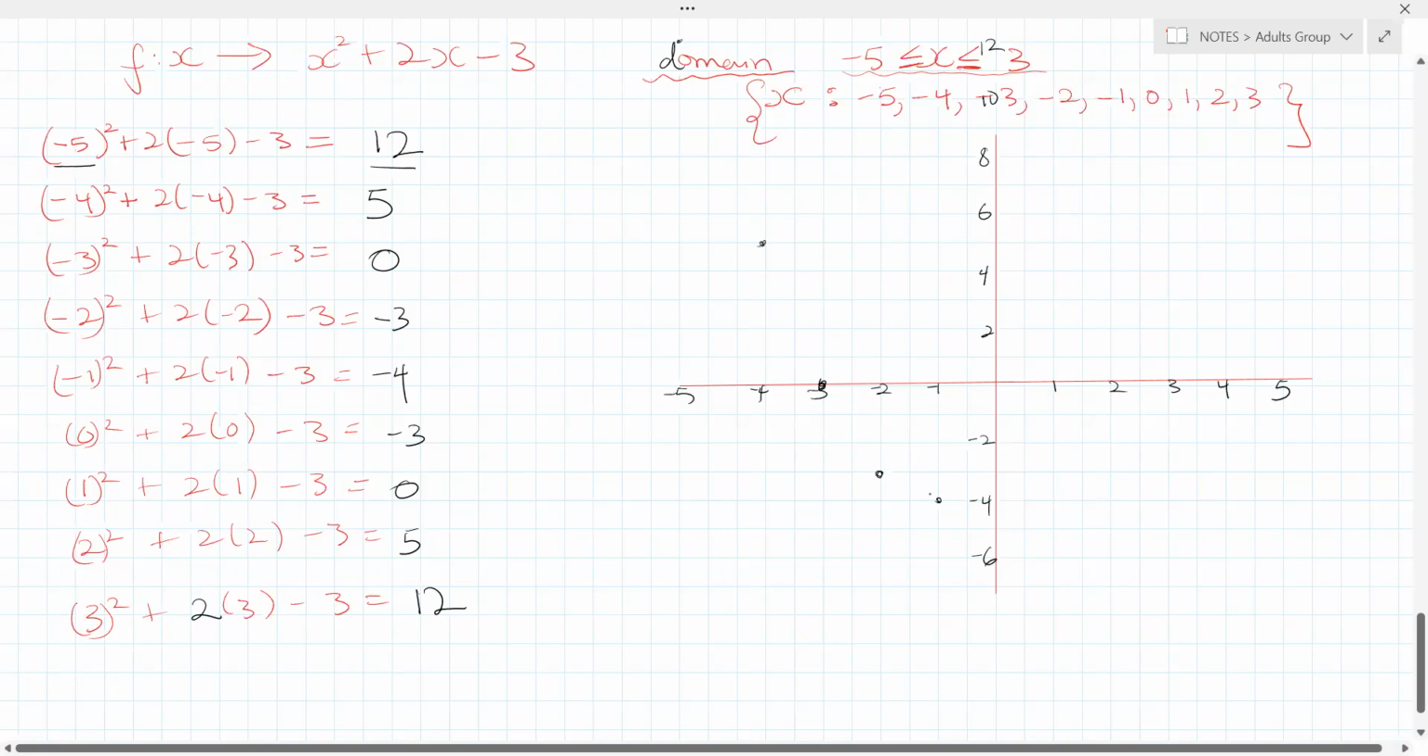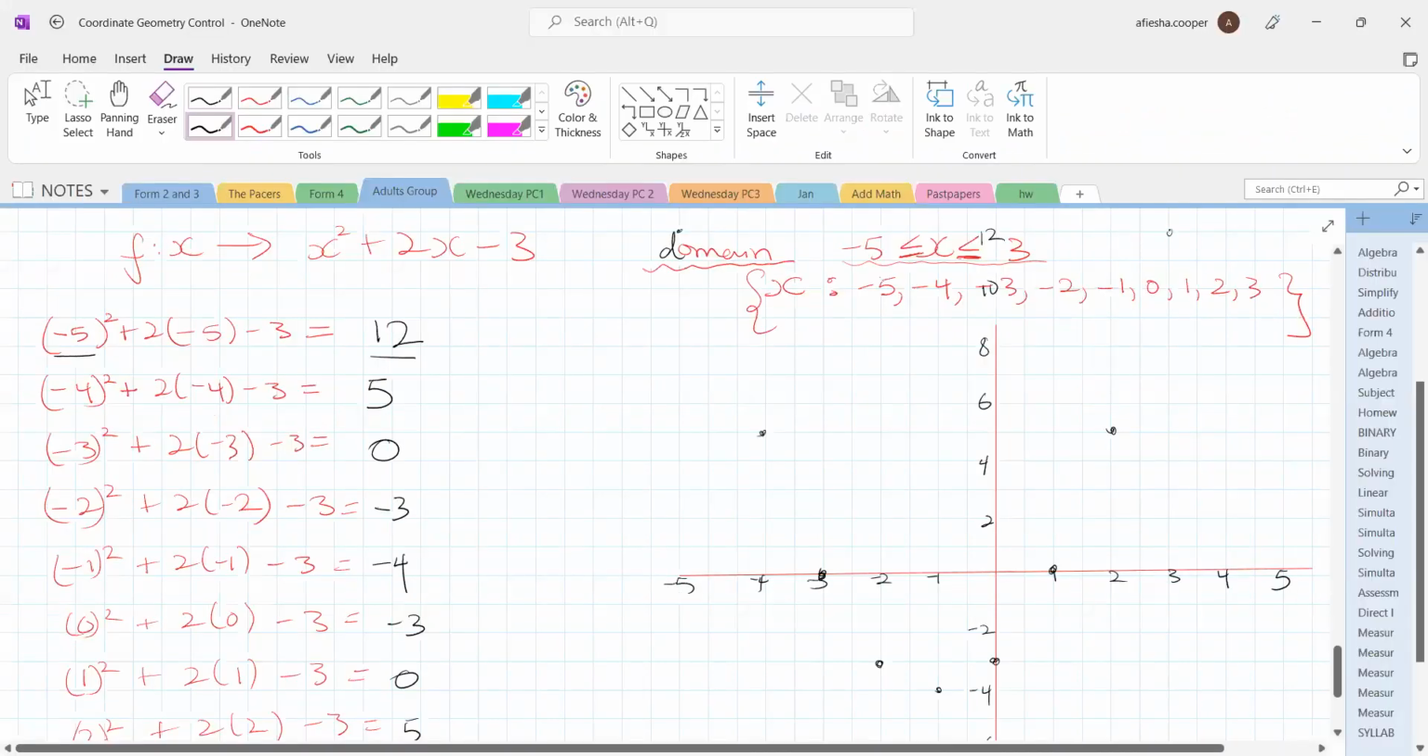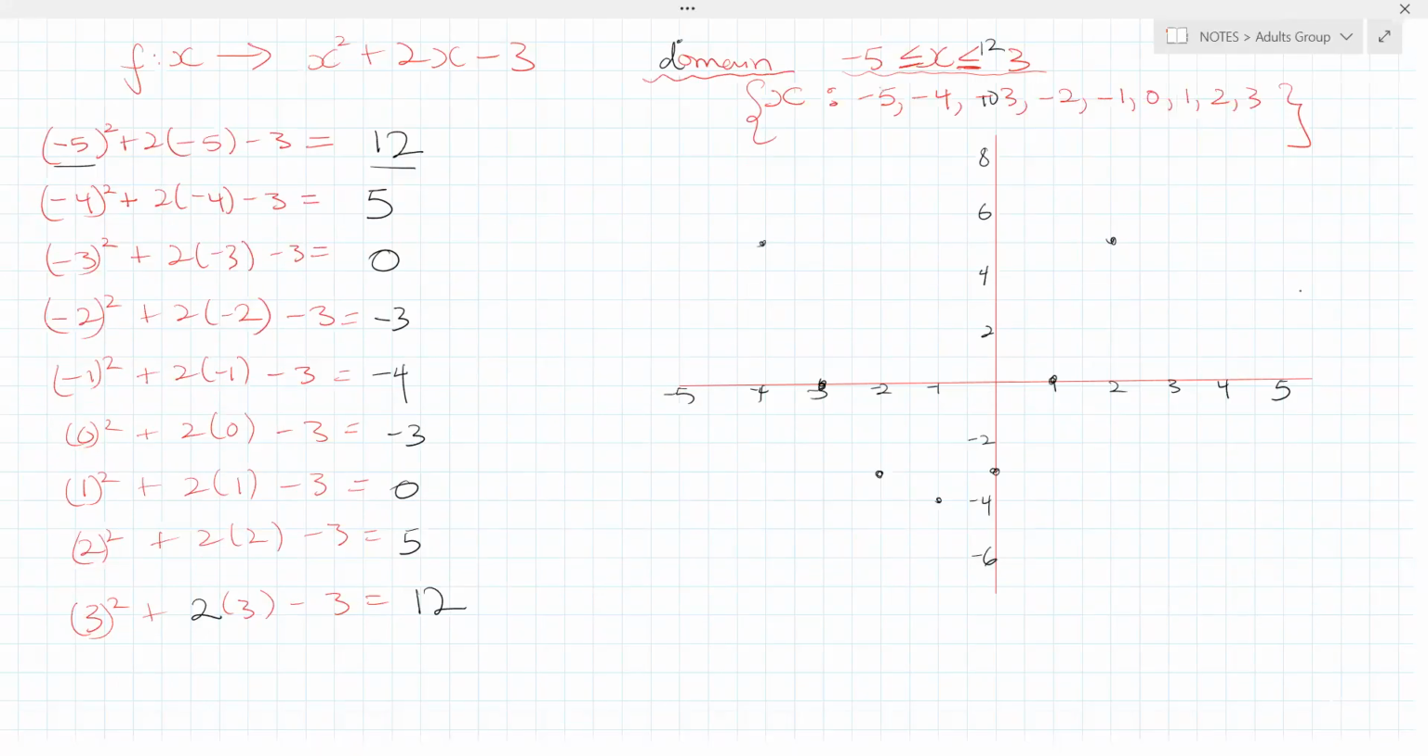-1, -4. 0, -3. 1, 0. 2, 5. 3, 12. All right, now that we have that, we can connect our points.